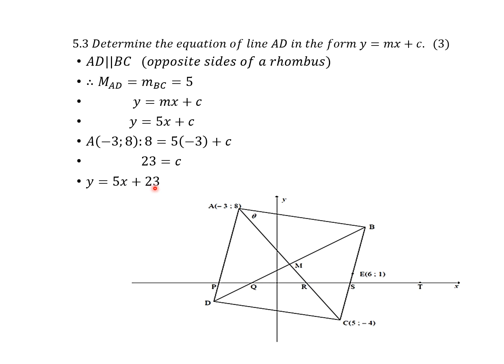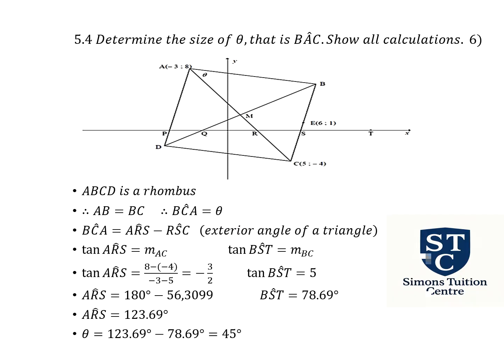Right, so hope you follow. So number one, I had to know opposite sides of a rhombus are parallel and equal. Therefore, two lines that are parallel share the same gradient. And then, to get c, my y-intercept, meaning where it makes contact with the y-axis, it will make contact at 23. Alright, so we can only use the point A, minus 3 and 8. So look at 5.4.